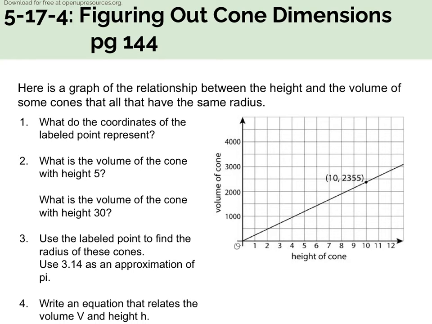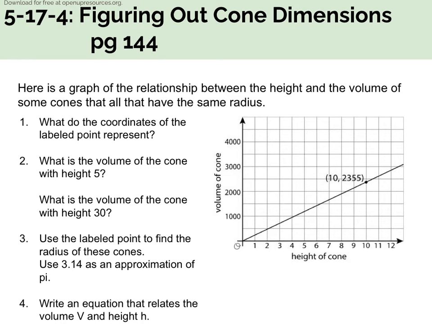So let's go through this. We're looking at this point itself, right? It's saying that the height of the cone is 10, and when the height of the cone is 10, the volume is going to be 2,355. That is number 1. Number 2, what is the volume of the cone with height of 5? If we look at the graph itself, it's going to be probably around 1,000 something.